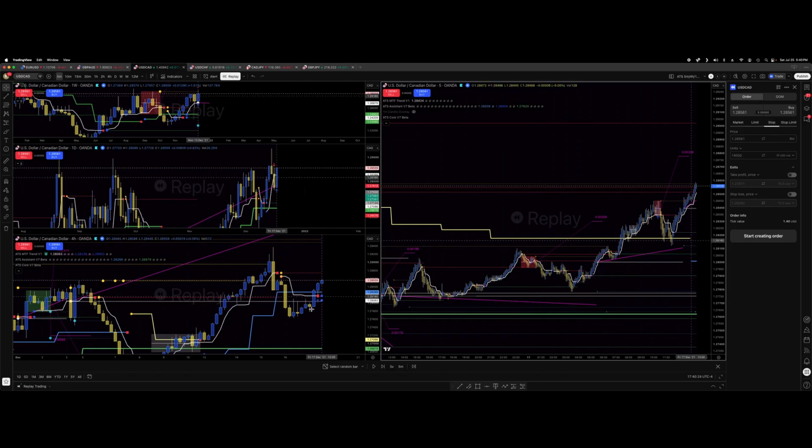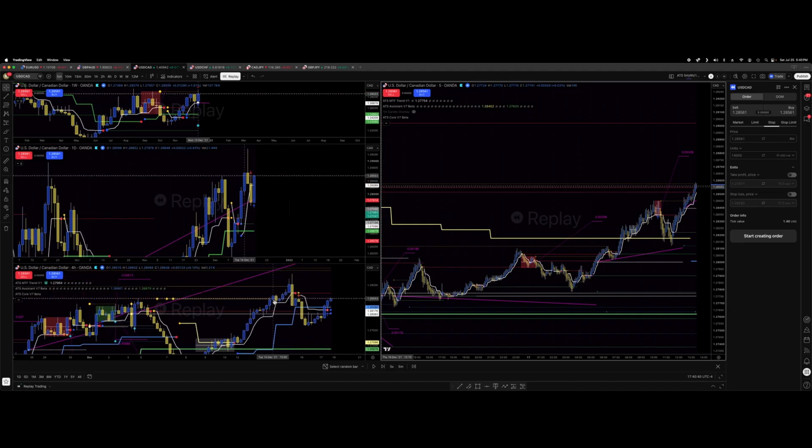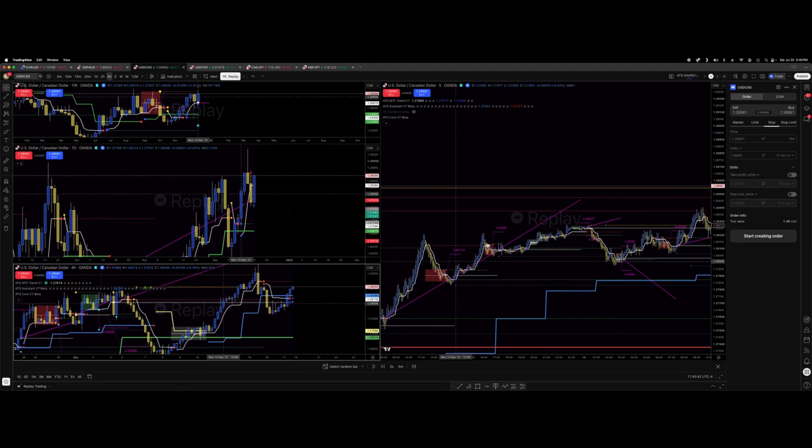I just kind of wanted to watch it go down. You know, when it started walking up this area here, could have just gotten out. But, you know, we rode it. I thought maybe it might bounce off this and then continue down, maybe taking out some of these levels. But that's that for now.